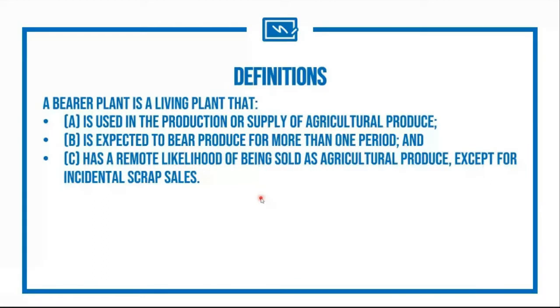Let's proceed. We now go to the definitions. So the first item that we're going to define is bearer plant. The bearer plant was already defined in IAS 41, but we're just going to read it back for purposes of reiteration. So a bearer plant is a living plant that is used in the production or supply of agricultural produce. It is expected to bear produce for more than one period, and it is very remotely likely that it is going to be sold as agricultural produce except for incidental scrap sales only. Meaning, it is not being cultivated for purposes of being sold. It may eventually be sold, but it is basically just a scrap sale or an incidental sale because it is no longer usable as a bearer plant.